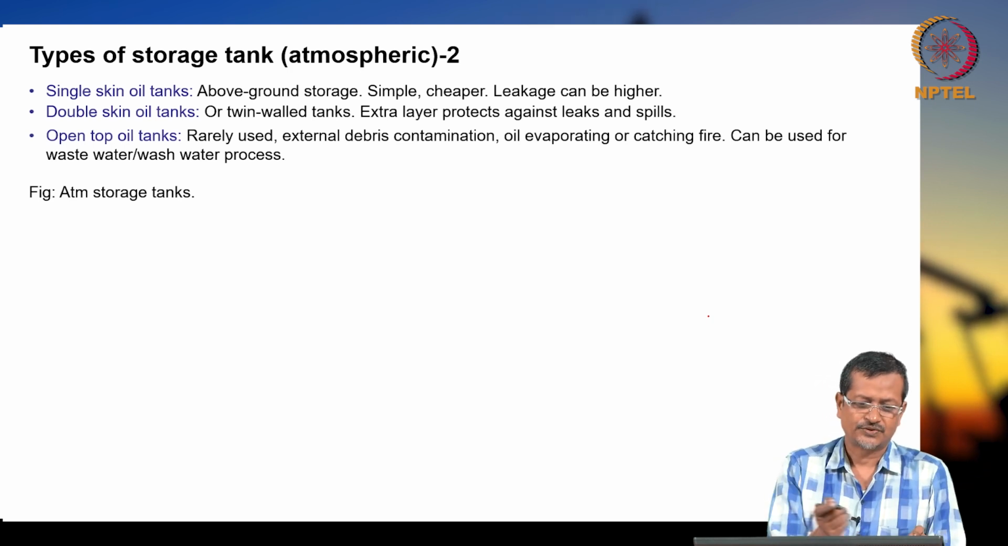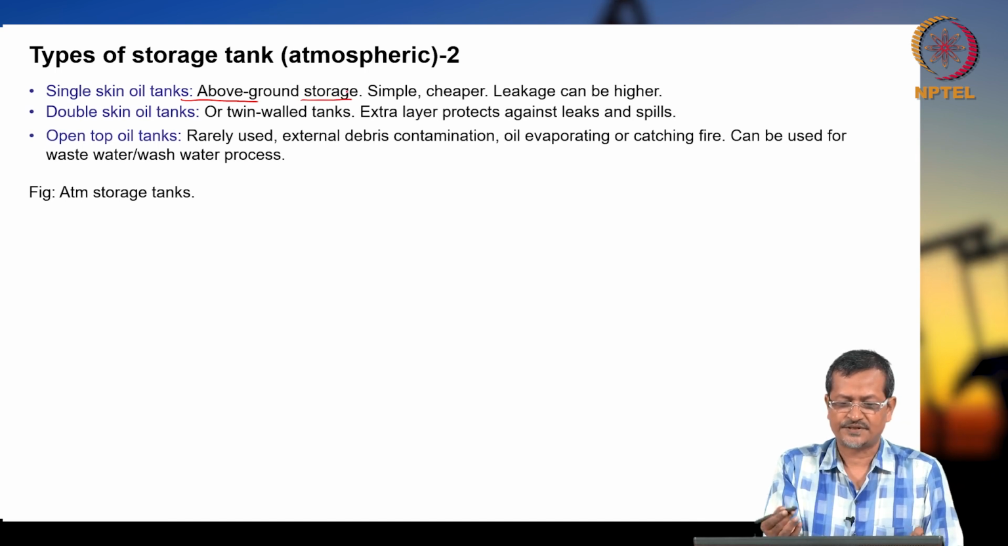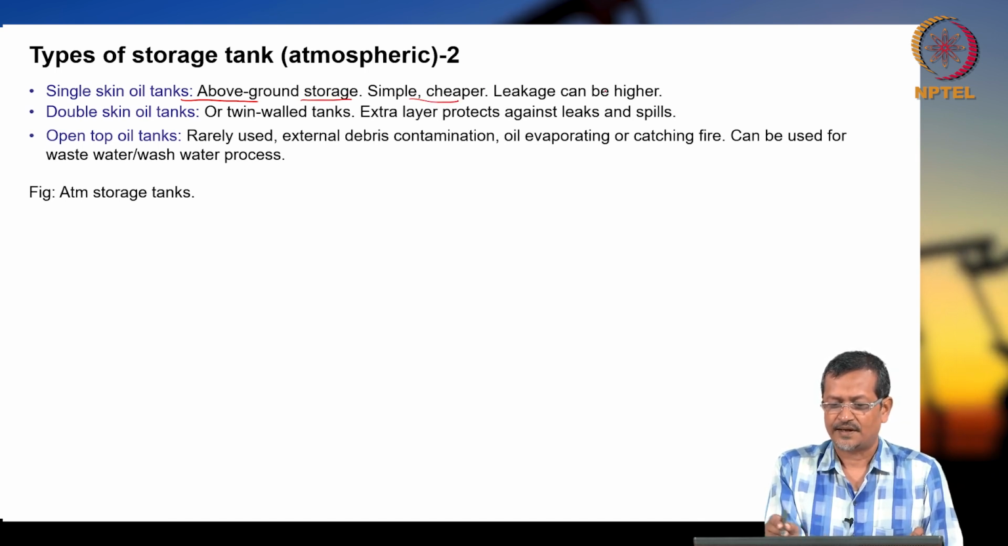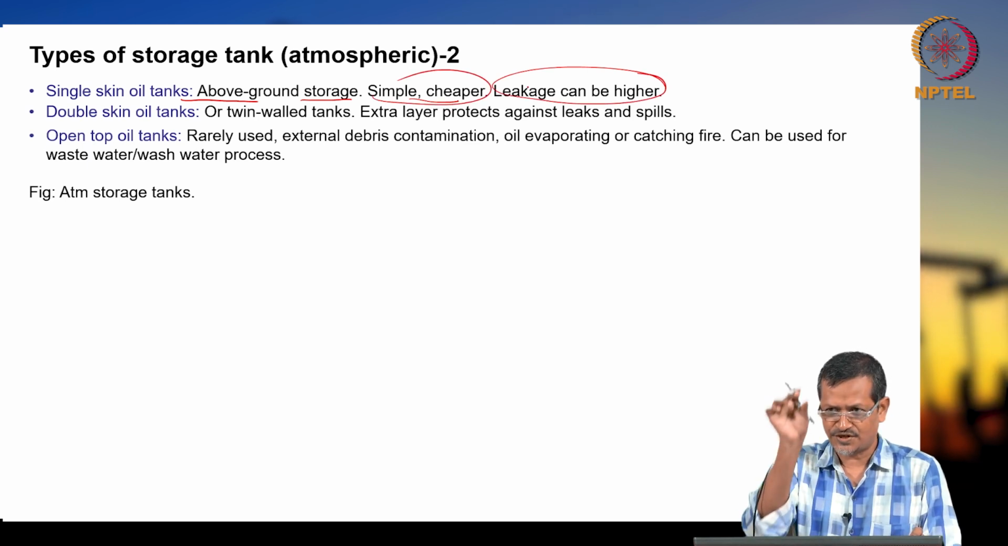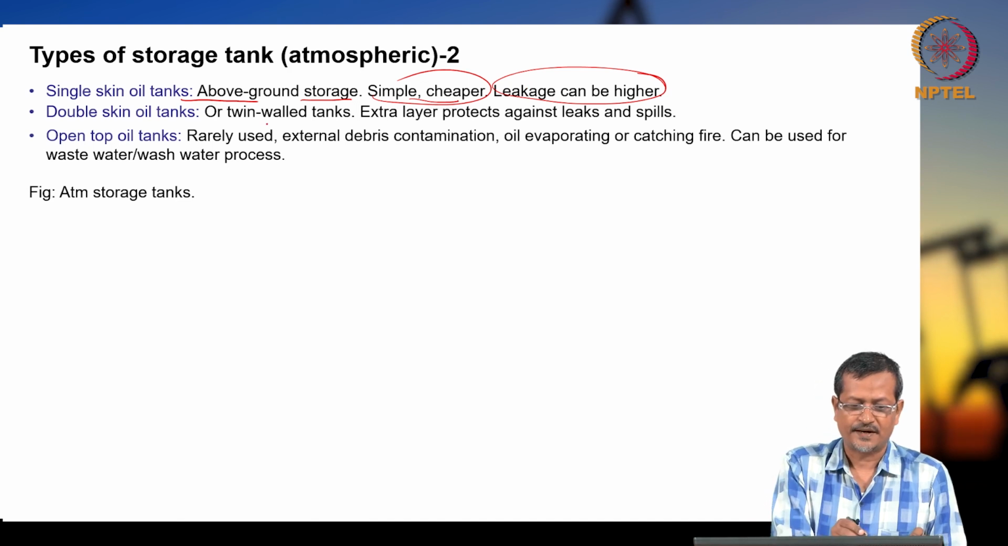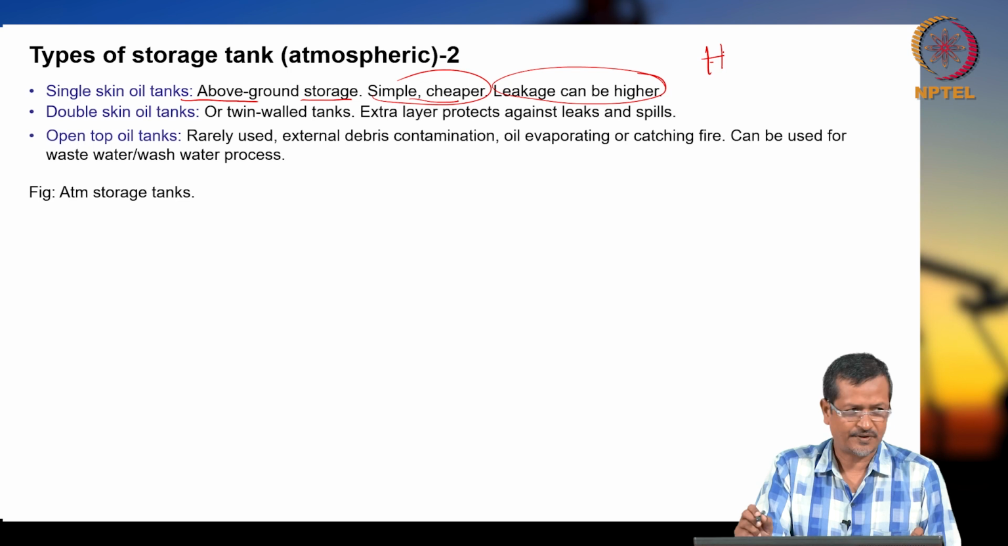Okay. So, there will be single skin oil tanks, above ground storage. This is used because it is simply cheaper, but leakage can be higher. So, this is one problem. It may be simple and cheaper, but leakage can be higher because only one sheet is used for manufacturing. Double skin means twin wall. So, two walls will be there, for double safety.